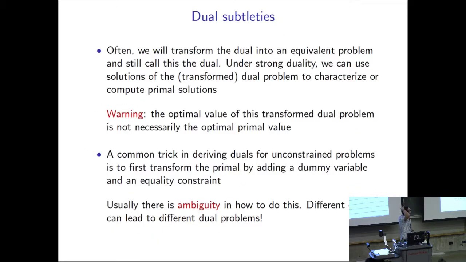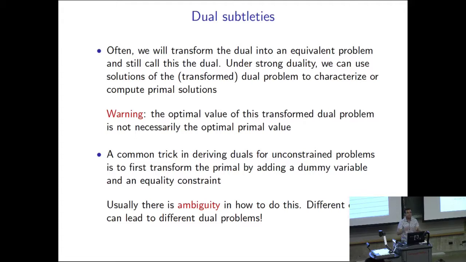There are a couple of subtleties that you should pay attention to. I already mentioned them, but I want to reiterate them. The first is that we often derive a dual problem and then we simplify it. Maybe we partially solve, or we turn it from a max into a min, or we subtract off constants, or we do all of those things to arrive at a simplified problem that's equivalent to our dual problem. And we just call that the dual from then on. That's all fine because, under strong duality, it's the solutions of the dual that you can tie to solutions of the primal.